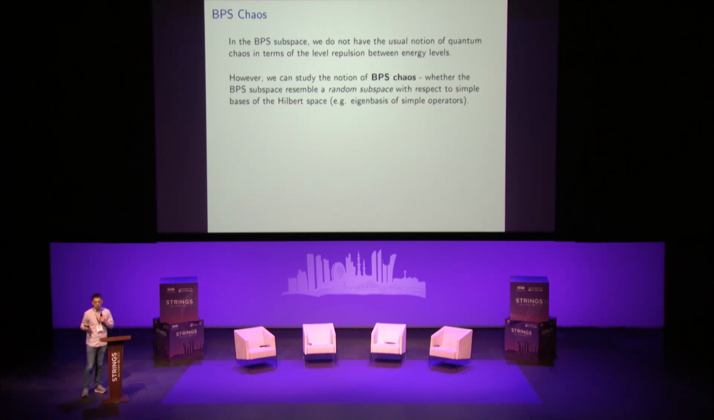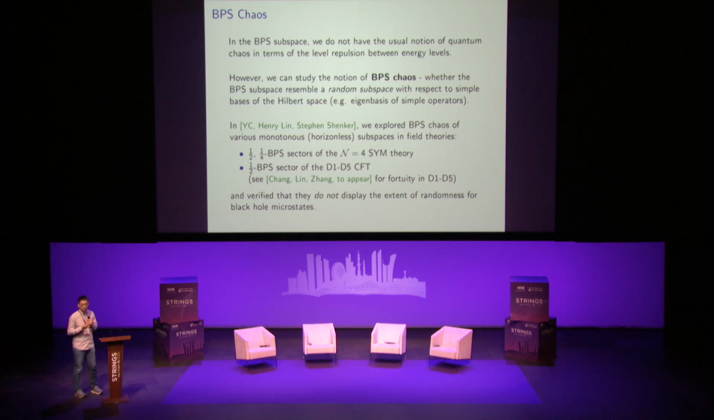Now, in the BPS subspace, the usual notion of chaos does not work. The usual notion in terms of the level repulsion between energy levels does not apply because all the states have the same energy. However, we can still study a notion of so-called BPS chaos, which is the notion of whether the BPS subspace resembles a random subspace with respect to a simple basis in the Hilbert space. For instance, one can take the simple basis to be some eigenbasis of simple operators.